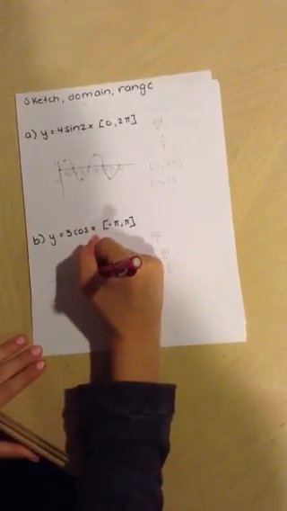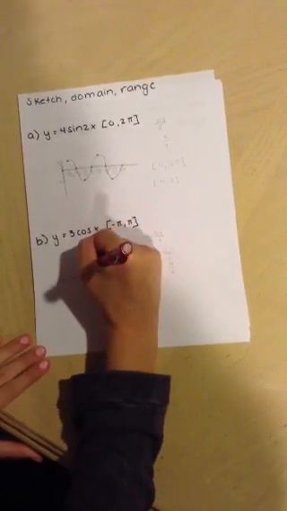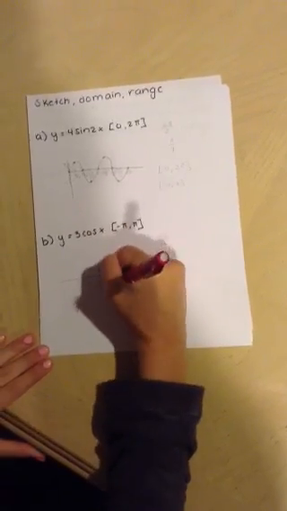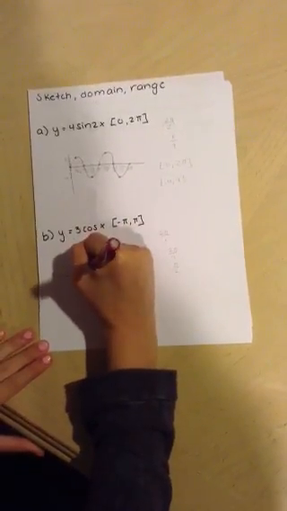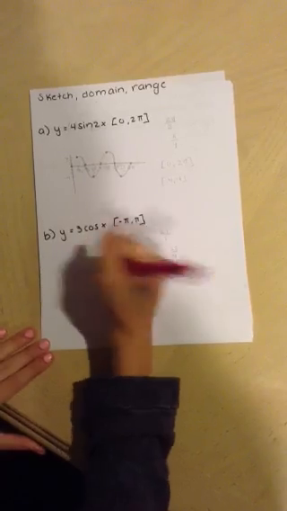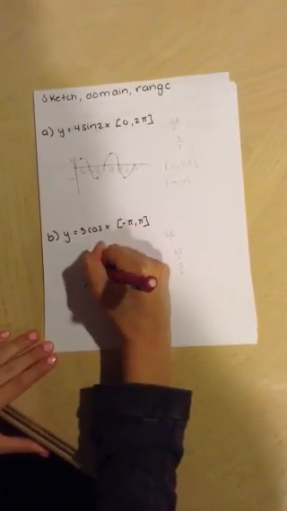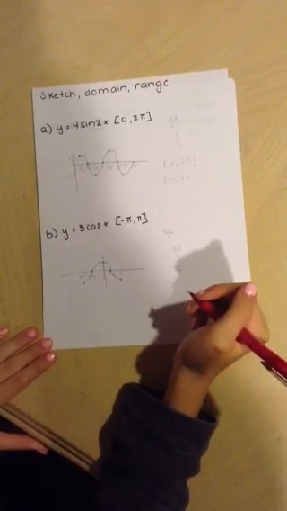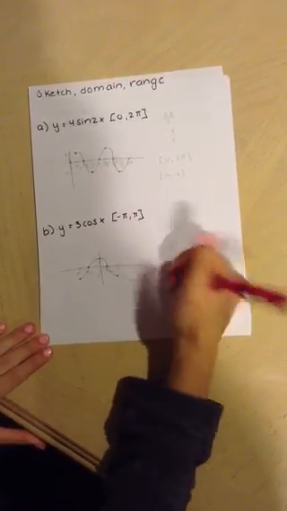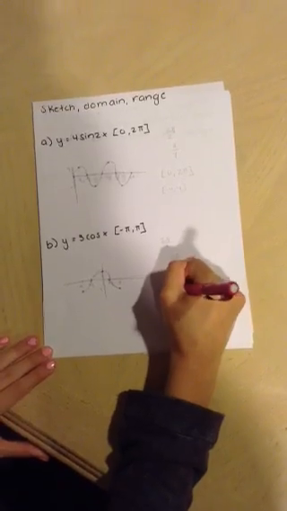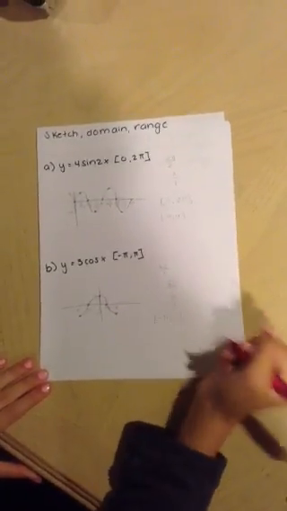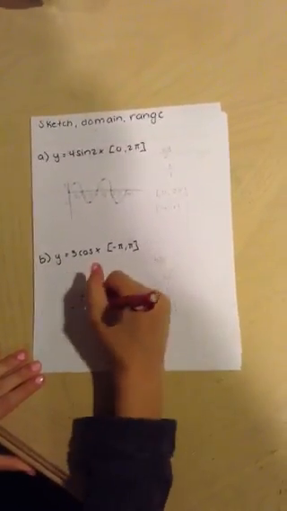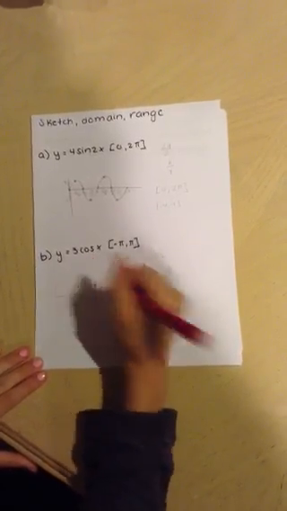Now for cos, you always start at the top, down, middle, down, middle, down over here. You're going to graph it. Now your domain and range for this, your domain, once again, is going to be your interval, so from -pi to pi, and your range is going to be from -3 to 3.